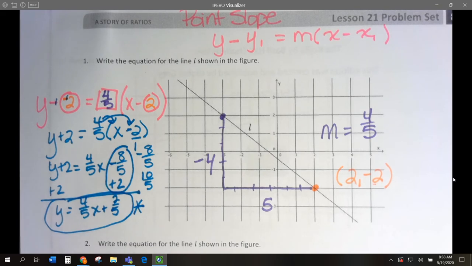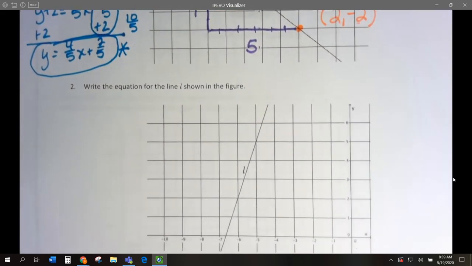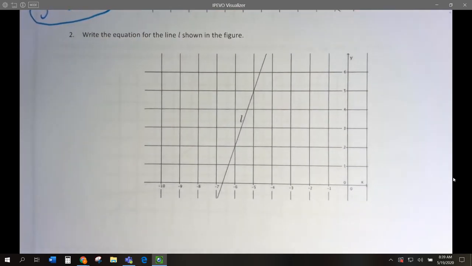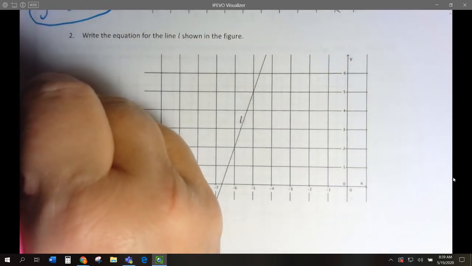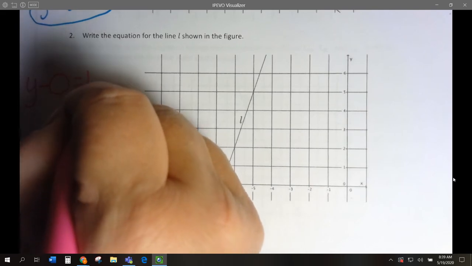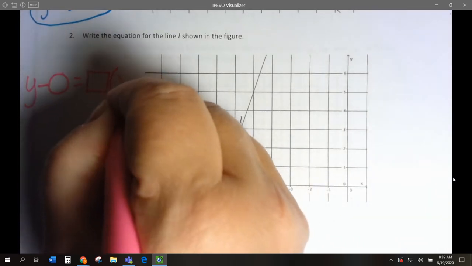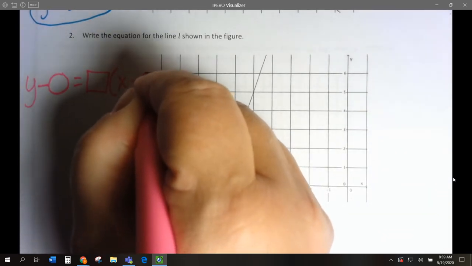I know this is different than the way they do it in the video, but I find that this way is easier and we get to the same answer. So once again, here's another problem. So we have to go y minus our y coordinate is going to equal m times x minus our x coordinate.